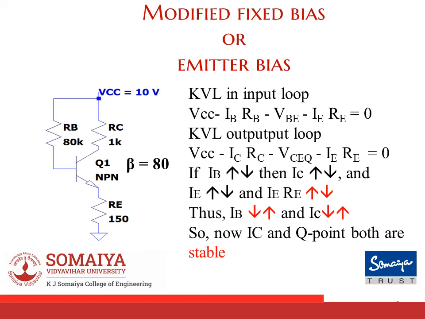If you see in the input loop, if IE RE increases, my IB RB will reduce. RB is a constant value because it's a resistance. So what is going to reduce is effectively IB. And now if IB reduces, IC will also reduce. So any variation, positive or negative, in IB will be compensated by the drop across RE, and now both IC and the Q point will be stable.